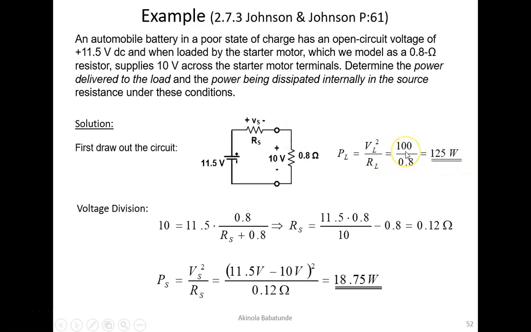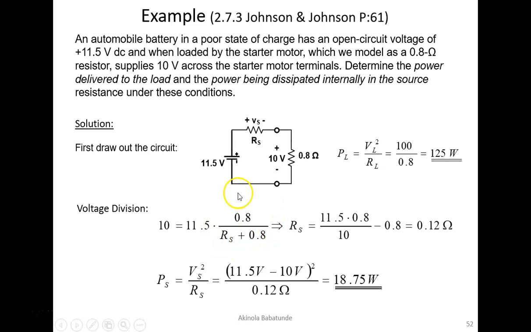Having done this, the next thing we want to find out is to use voltage division to calculate the value of RS. So we are lucky enough, we know the RL now, and then we also know the voltage source here. Okay, so voltage division says that if you are trying to find the voltage across this 0.8 ohms resistor, which is your VL, our VL will be equal to the V source, which is 11.5, multiplied by the resistance RL, which is 0.8 in this particular case, divided by the equivalent resistance in the circuit. The equivalent resistance in the circuit will be RS plus 0.8 because they are connected in series.